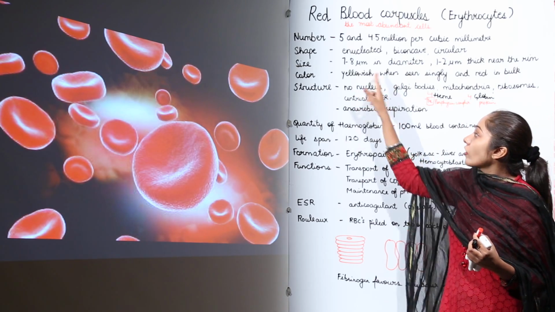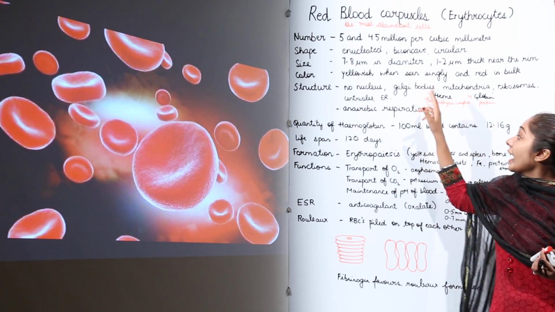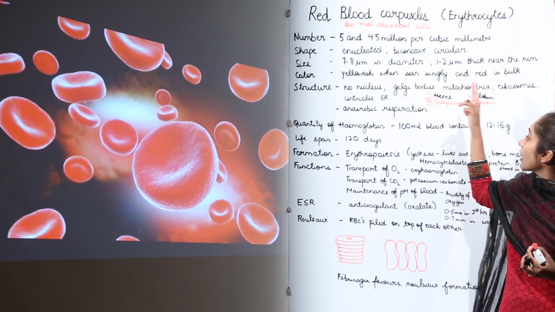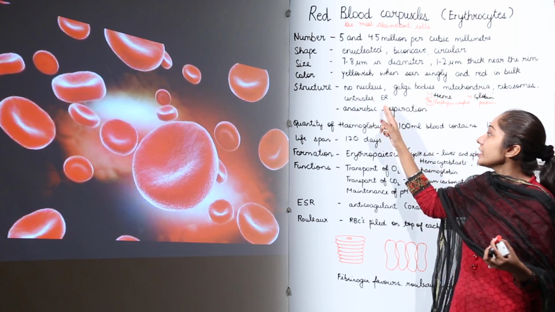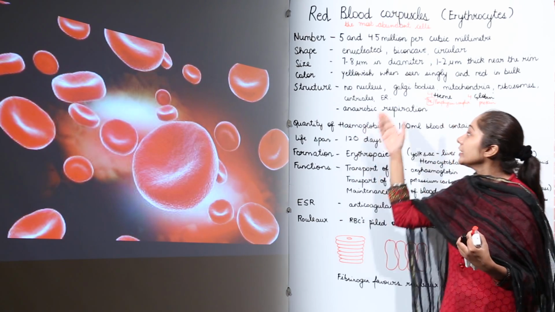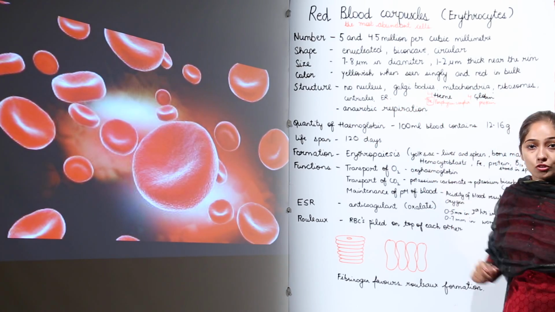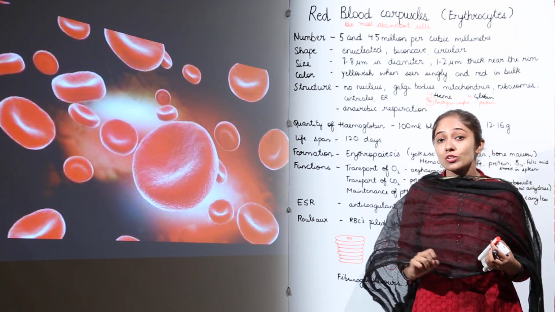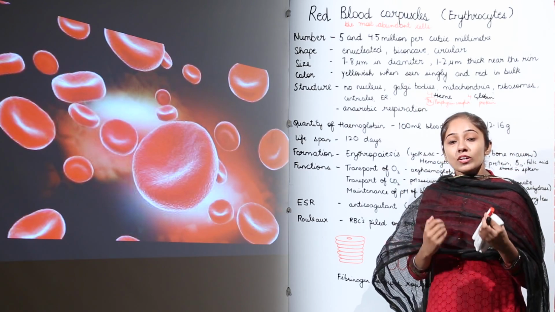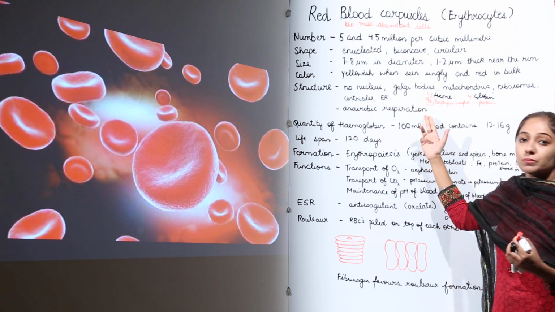Then let's talk about the structure of RBCs. There is no nucleus, as I already told you, meaning they are enucleated. They also don't have many organelles, that is, they don't have Golgi bodies, mitochondria, ribosomes, centrioles, or ER, the endoplasmic reticulum. How does this provide an advantage to the RBCs? Since they do not have these organelles, oxygen consumption is less. When oxygen consumption is less, these RBCs undergo anaerobic respiration.